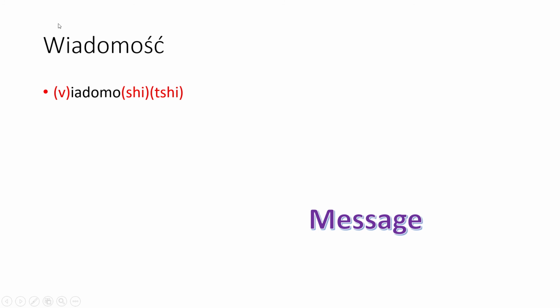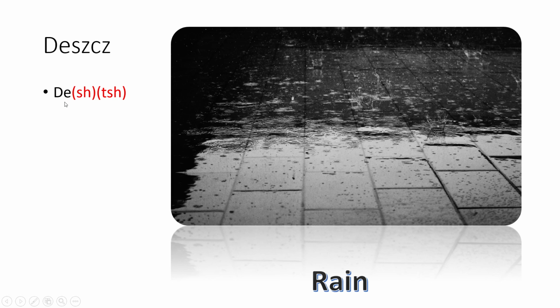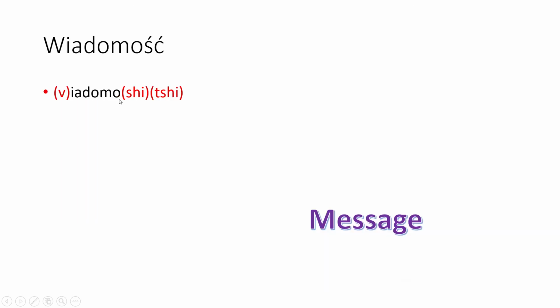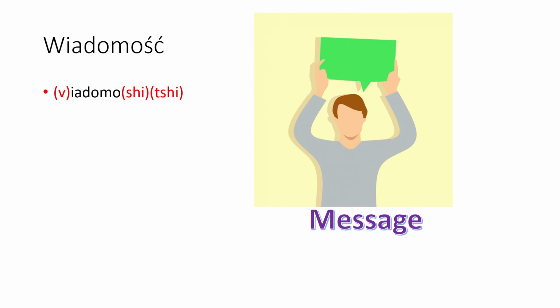Wiadomość. The W is V. Wiadomość. So when you're speaking to a Polish person, you have to make sure that you're saying not sh, ch, like here, deszcz. You have to say it wiadomość. So there's a sense of I in each and every letter of these. There's wiadomość, okay? Message.